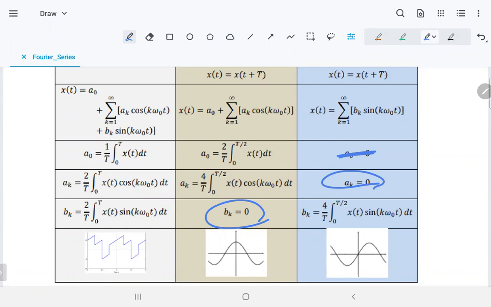And also, when you do the integration, if it's not even and not odd and you want to find ak or bk, you multiply the integration by 2 over T. When it's even or odd, you change the period: you integrate over half the period, and you multiply this 2 by 2 before over T. That's why I find 4 over T. Because it's symmetric, you don't have to use the whole period. Take the half period and double it. The same thing will happen with the odd. That's the only difference. But a naught has the same expression.